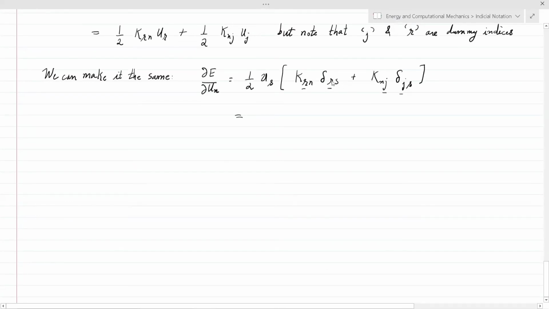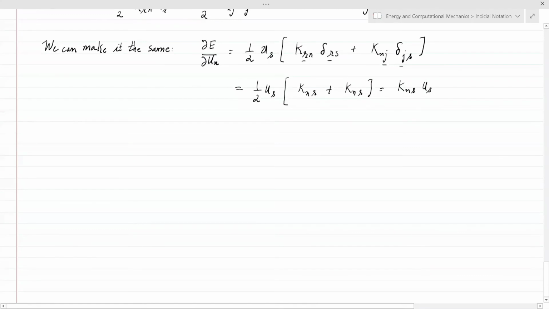Then you can notice here that r is repeated, so you can bring the s over. j is repeated, so you can bring the s over. And when you do that, it naturally becomes the same value. They just become k_ns plus k_ns, and then it just becomes that, which is exactly what I told you you're going to get earlier.